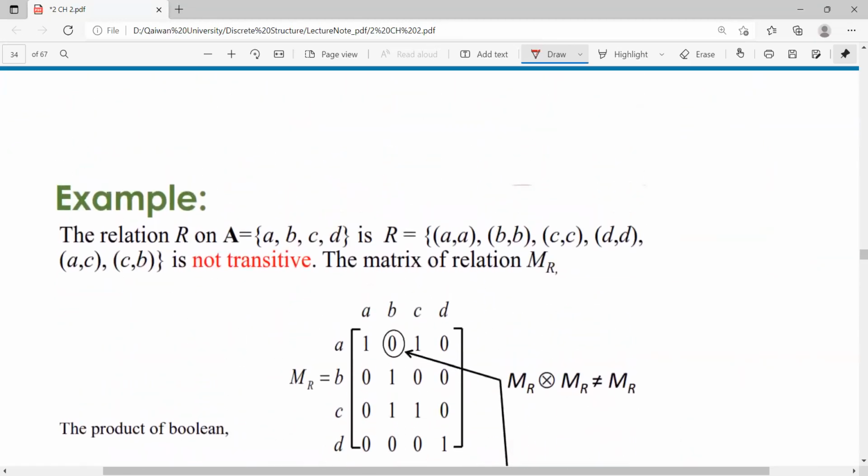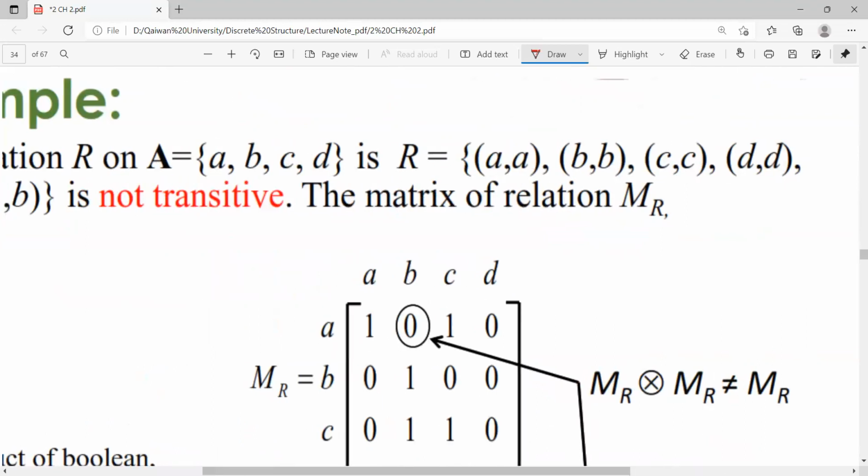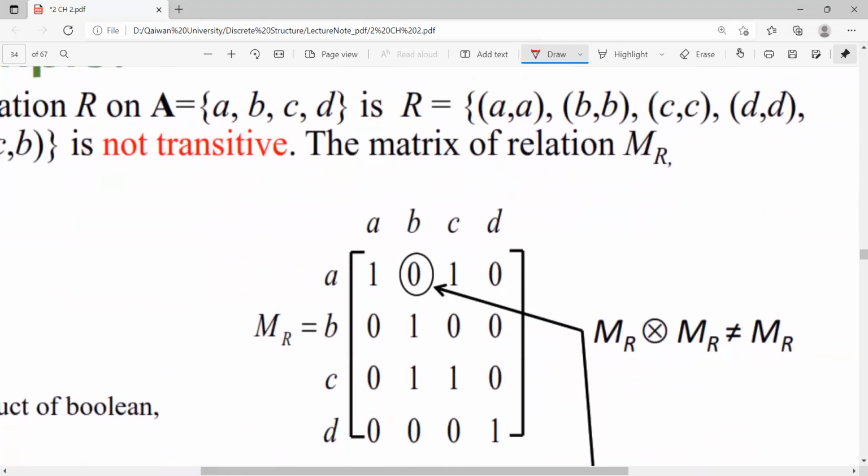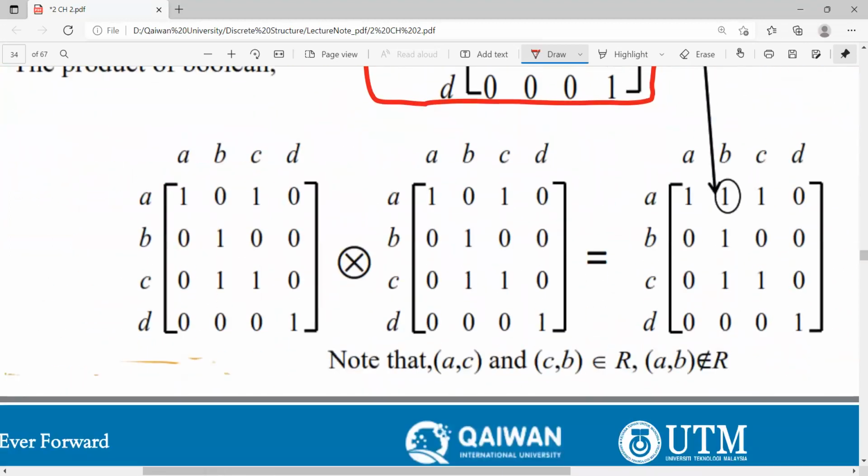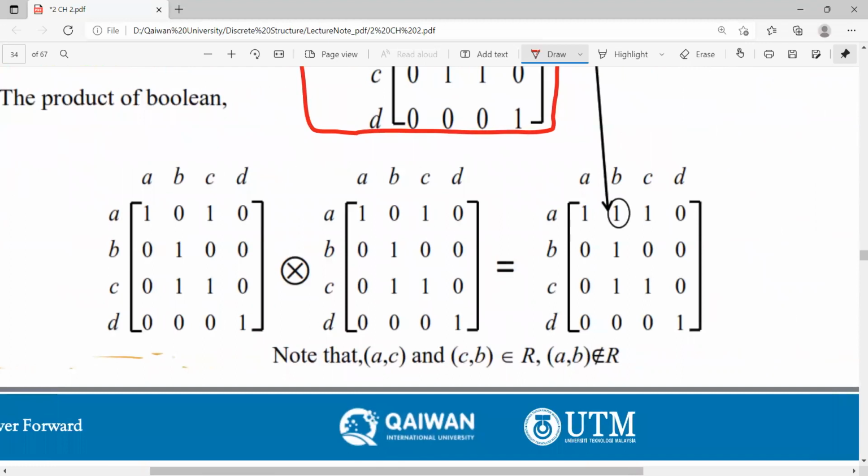And here we have given the matrix form of a relation. It says, is it transitive or not transitive? We are gonna use the Boolean product of the matrix with itself, the same as we did before. Look, this is the matrix. We find the Boolean product of the matrix with itself, and we get this matrix.